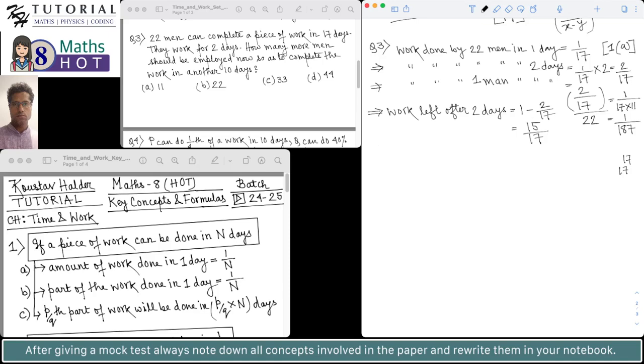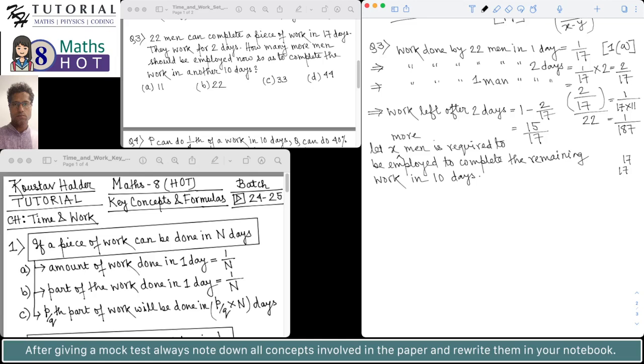So let X more men be required to be employed to complete the remaining work in 10 days.